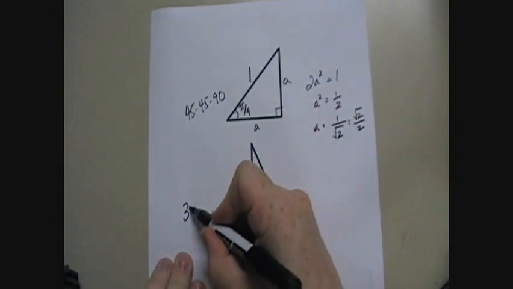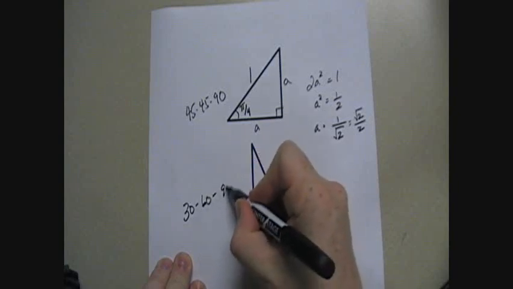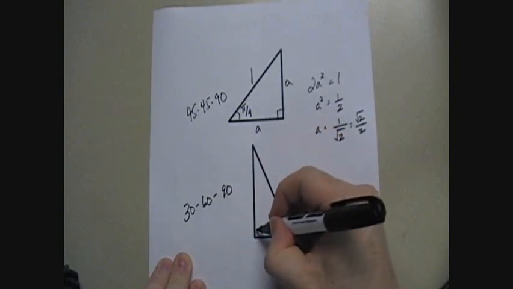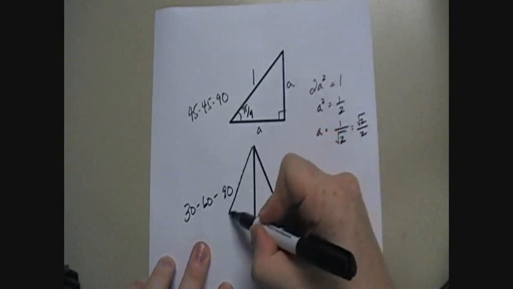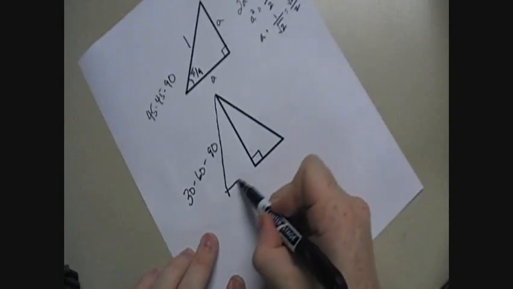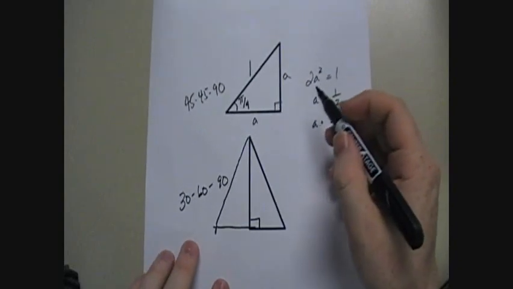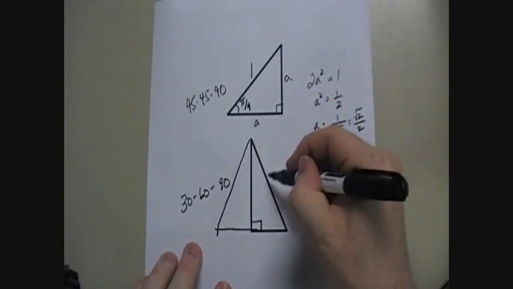Now the 30, 60, 90 is a little bit trickier to get because we've got to do some building. And by that I mean we build another triangle like that off the side, and we say they're equilateral.